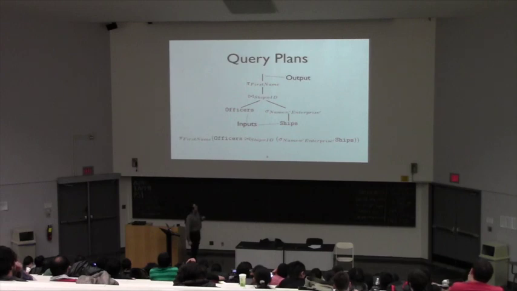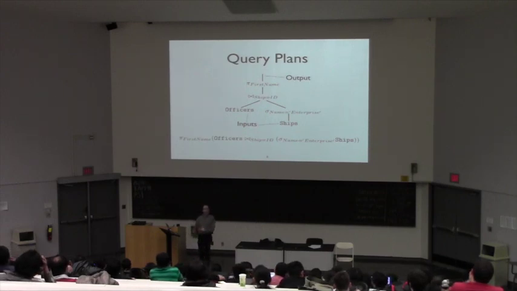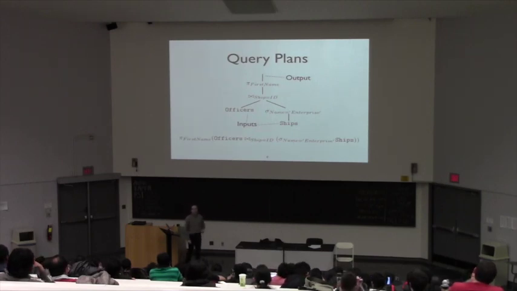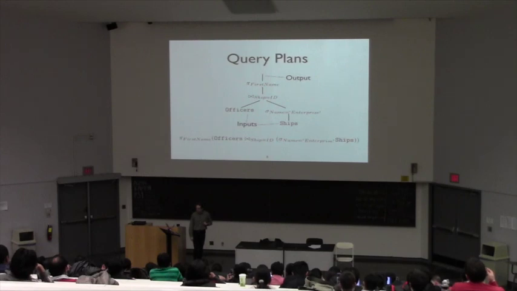So if you look at this, this very neatly captures the computation process. I have my two inputs, and there's this conceptual data flow that goes up the tree all the way to the output, which represents the relation that the query describes. So does everyone buy that this captures the computation? Any questions on this so far?